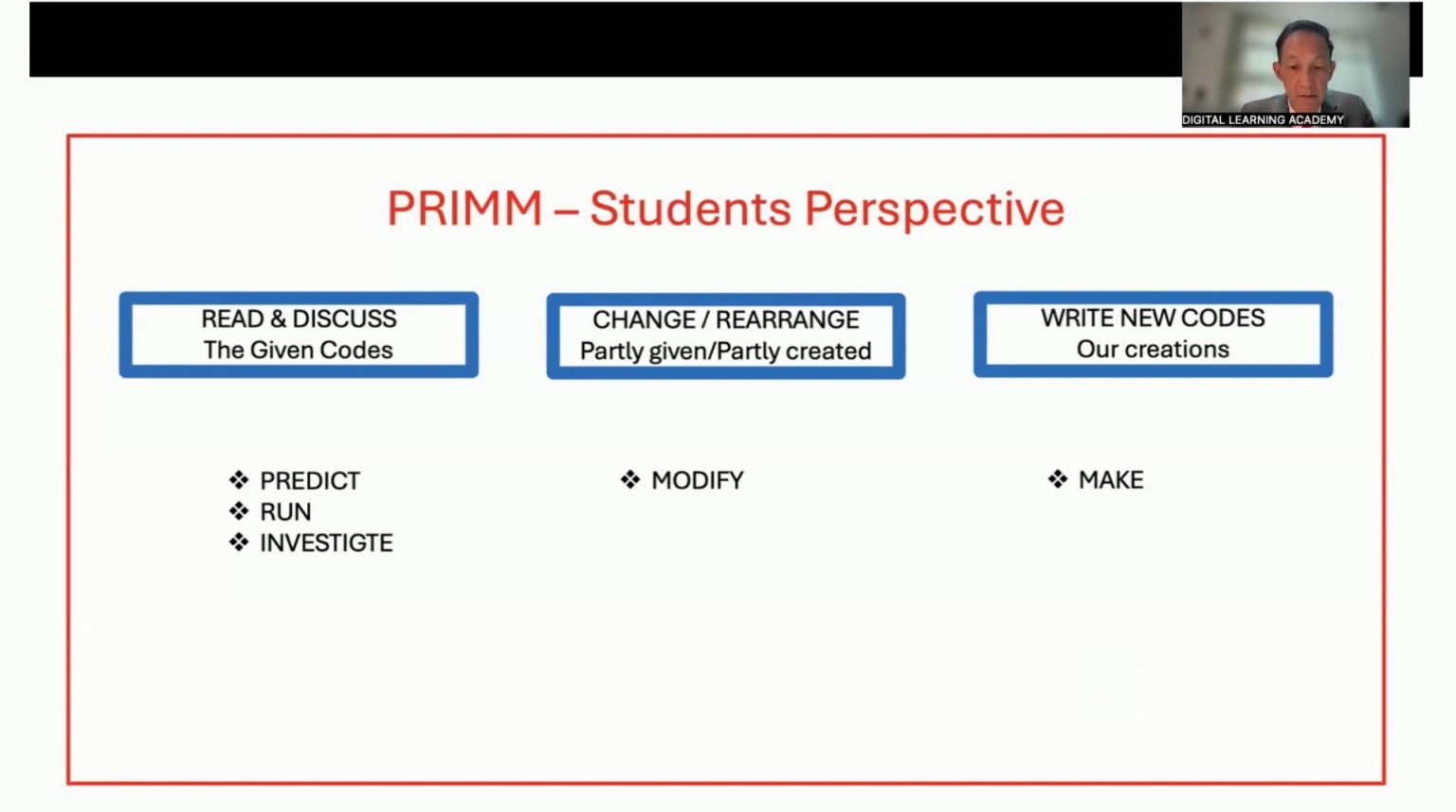They will need to attempt to change, to predict, then to run the program, and to investigate if any problem arises. Once they can get the result, they are allowed to join or enter the second part.